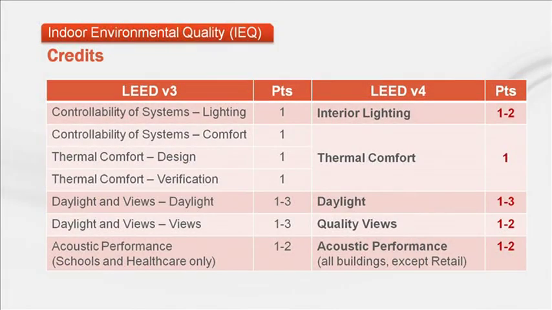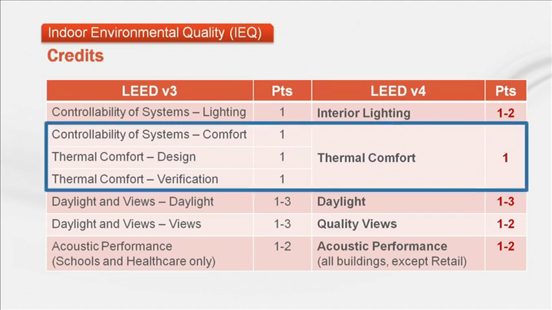Again, you'll notice some reorganization. In version 3, the controllability of systems credit had two parts, thermal comfort and lighting. The lighting part of this old controllability credit was renamed interior lighting in version 4, while the thermal comfort part of this old credit was consolidated with the other two thermal comfort credits into a single credit titled thermal comfort.